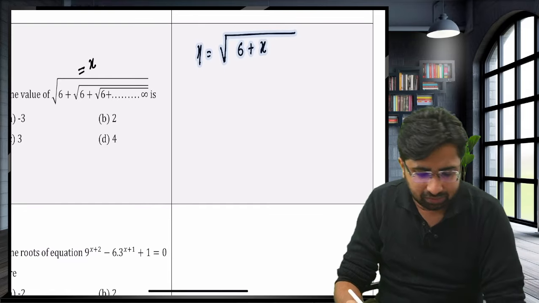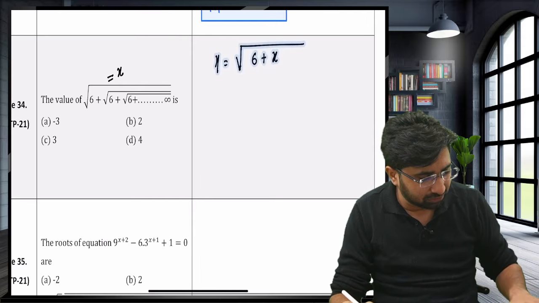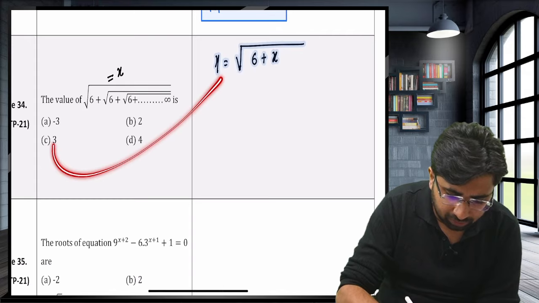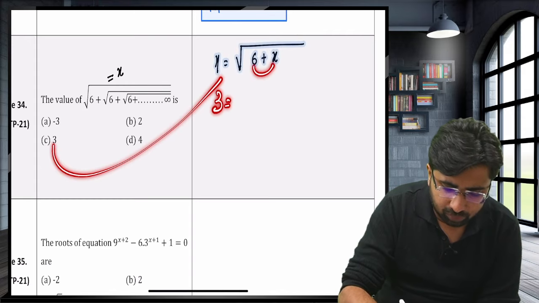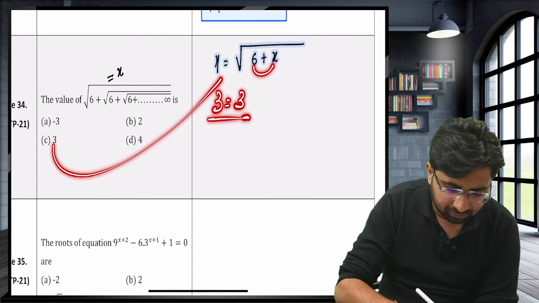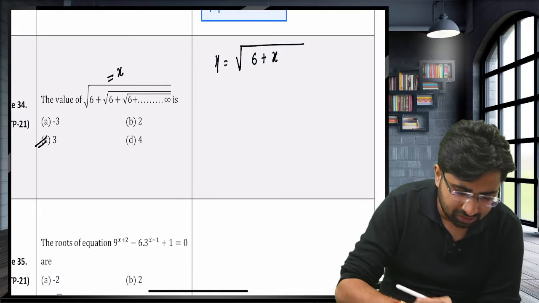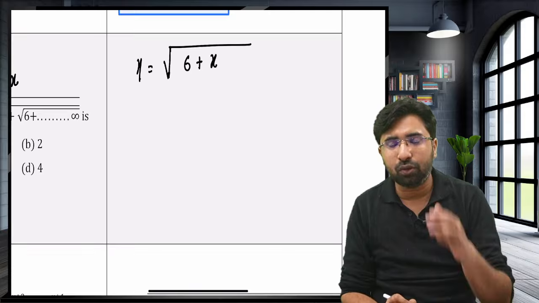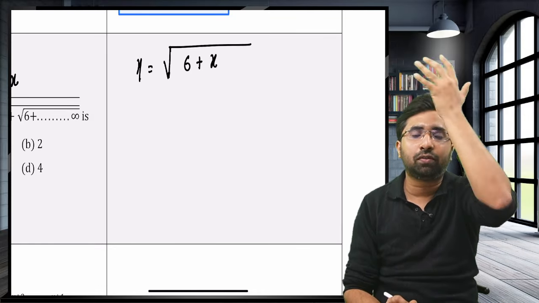Let's solve it. Even from this point you can go from option to question, guys. Let's put 3 here. You will get 3. 6 plus 3 is 9, and the root of 9 is 3. Since option C gives you LHS equal to RHS, option C is correct. But let's solve it further, guys. From the exam point of view, yes, you should go from option to question.